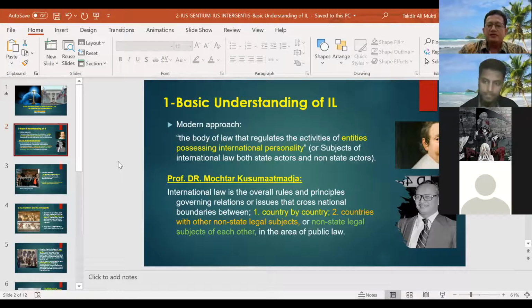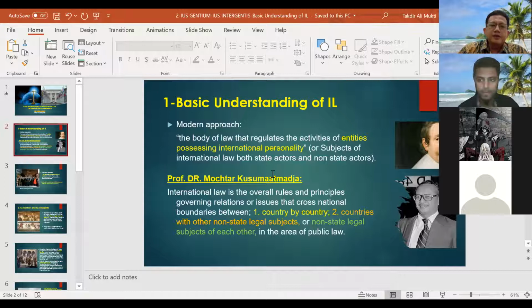There are several non-state subjects recognized legally in international law as subjects of international law. So not all international non-state entities are recognized as legal subjects in international law. Only those that meet the categories under international law principles.